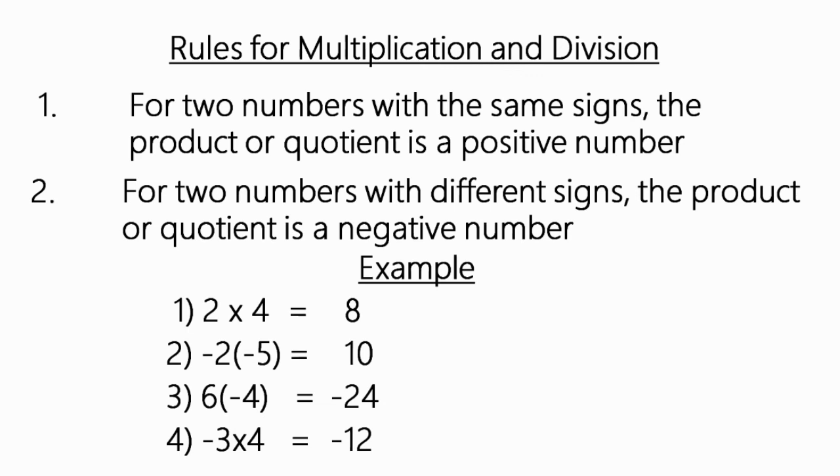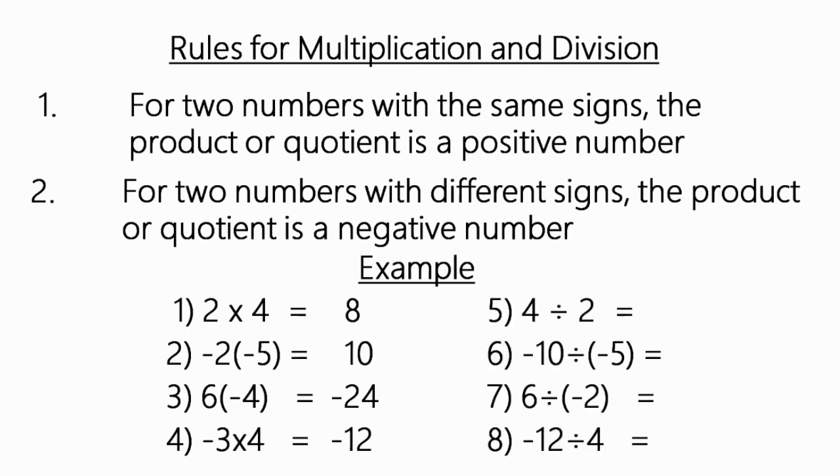Let's see for division. So you have 4 divided by 2. Two positive numbers, you have a positive answer. 4 divided by 2 is 2. Minus 10 and minus 5. You will have two negative numbers. The same sign will be a positive value. So you have minus 10 divided by minus 5 will give you a 2, positive 2. 6 divided by minus 2, two different signs. So 6 divided by 2 is 3. It becomes a negative 3. Minus 12 and 4. Minus 12 divided by 4, two different signs. It will be a negative answer. So you have 12 divided by 4 is negative 3.